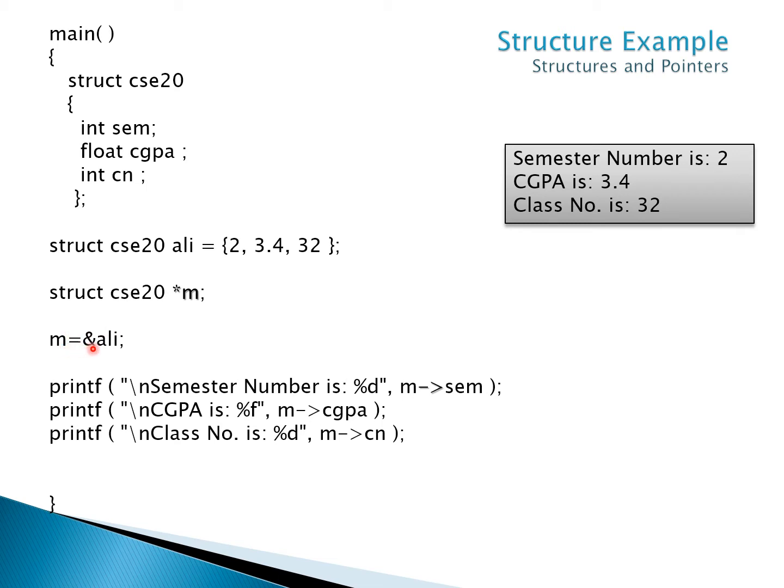And how do we access those individual members? So this is the operator, referred to as the arrow operator. So you can see that the semester number will be displayed, 2, and with the arrow operator CGPA will be displayed, 3.4, and the class number will be displayed here using the same operator. So that's how we use the pointers with structures.